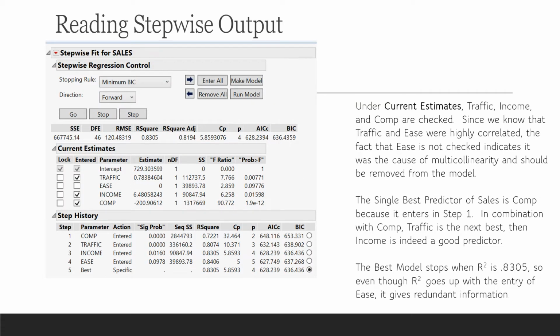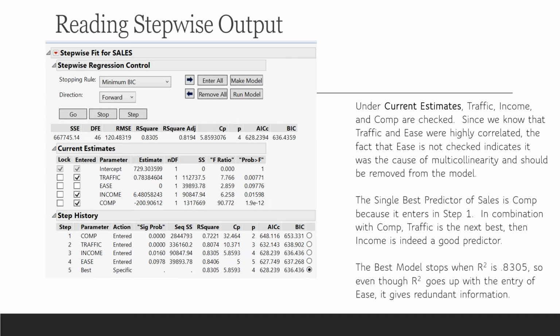We run a command in JMP called Stepwise. So here you have the first part of Stepwise. After I've clicked on Go, you see that traffic, income, and competition are checked. Ease is not. And so in the end, when we look at the very best predictor, the one that comes in step 1, competition, is my single best predictor. R squared, if I used it alone, would be 72%.